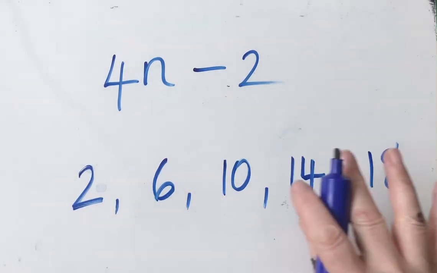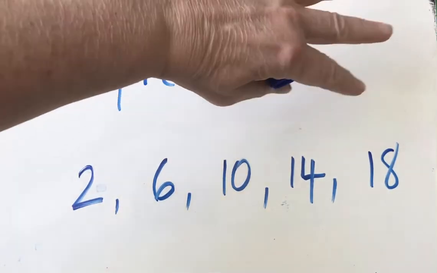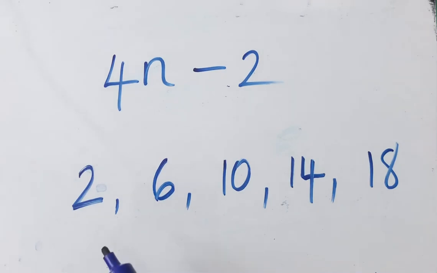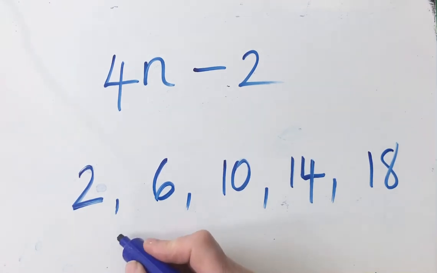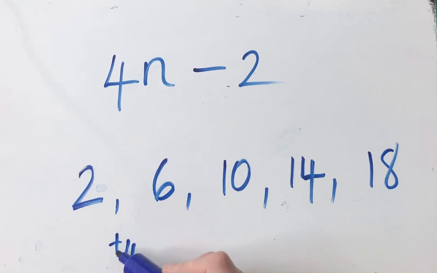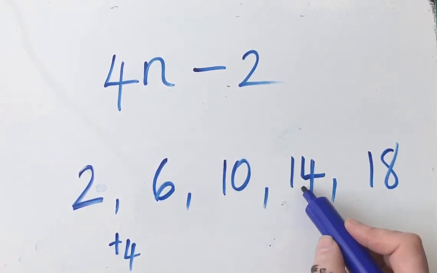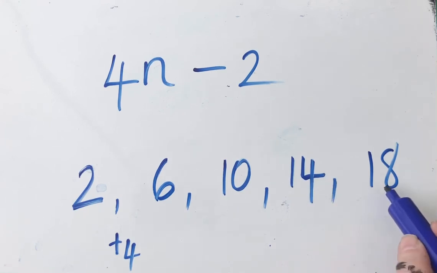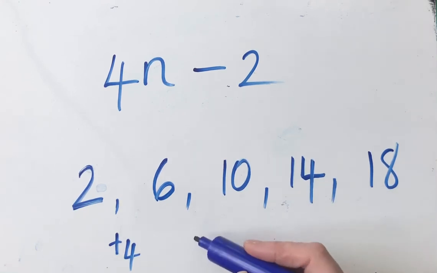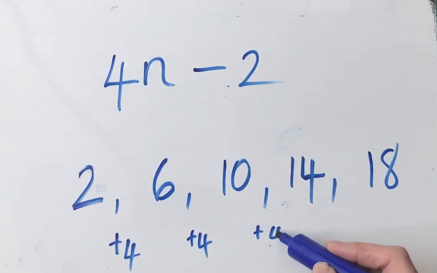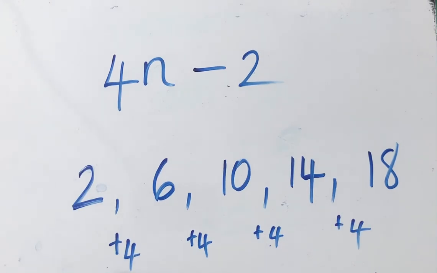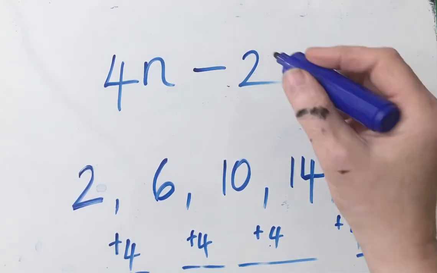And if you just look at this sequence, if I hadn't given you the 4n minus 2, if you'd only got 2, 6, 10, 14, 18, can you see how I would carry this pattern on? I'd have to continue this sequence by adding 4. 2 add 4 is 6. 6 add 4 is 10. 10 add 4 is 14. 14 add 4 is 18. So this plus 4 each time in between each term, because these are all the same, tells me that it's linear.